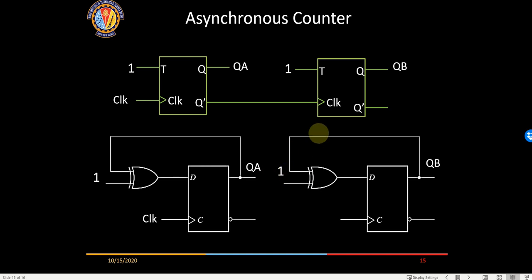Sir, I have one more doubt. What if I put preset and clear both equal to 1? What would happen then? That is not allowed, but if you do that, I think you will get Q and Q bar both as 1.